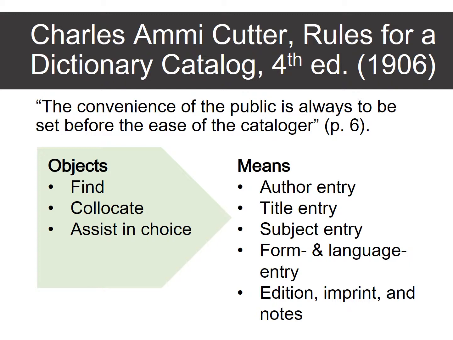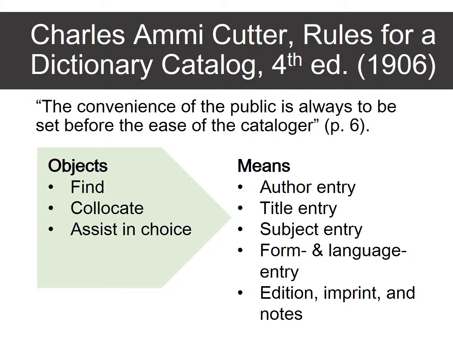In Cutter's rules, there are three main objects to a library catalog. 1. To help users find the work that they need. 2. To collocate like works. And 3. To assist users in choosing the exact work that they want.